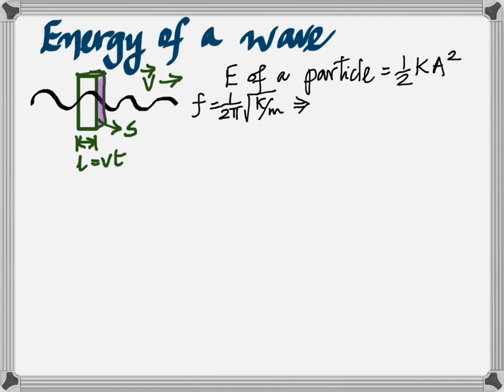1/2 pi square root K by M. What's the M there? Mass of? The mango on the tree. No, the mass of the particle that we're looking at, isn't it? Mass of the particle. Can we rearrange that?